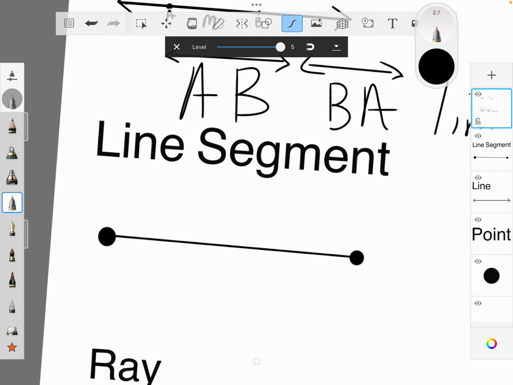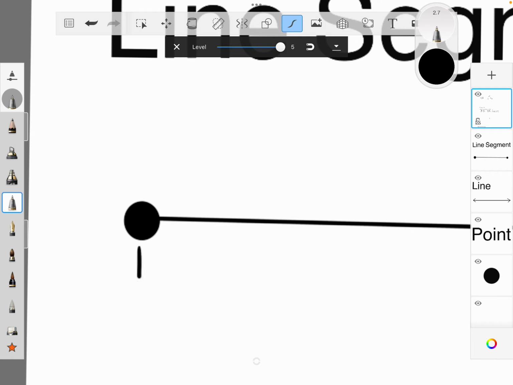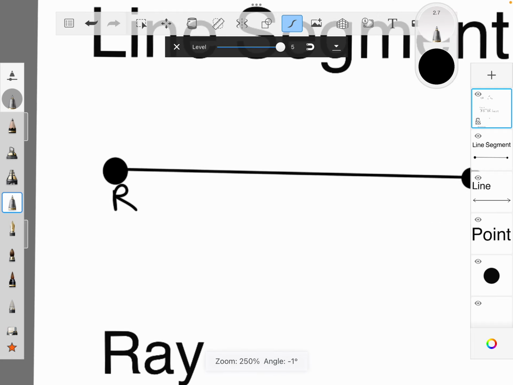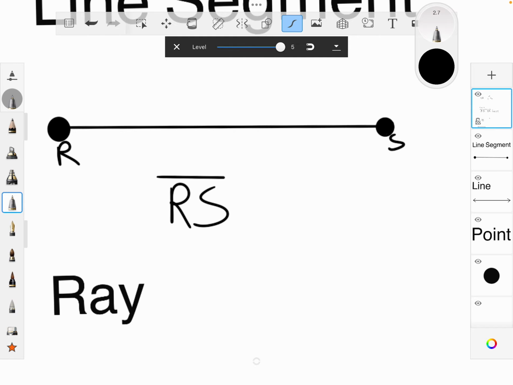This is a line segment. A line segment is made up of points and are straight. The endpoints show a definite beginning and an end. So this could be point S, and this could be R. So this would be line segment RS. Notice that I didn't put any arrows. That is a key thing. And as always, this could also be SR.